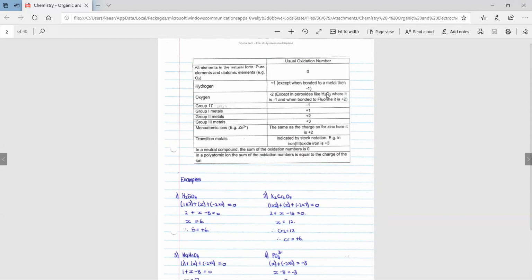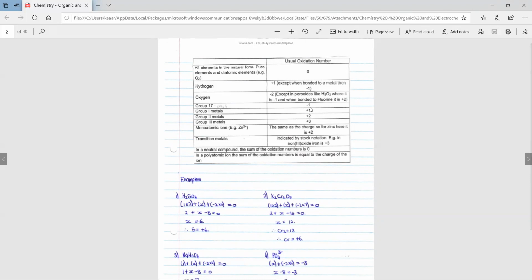When oxygen is in H2O2 or any other peroxides, it'll have an oxidation number of -1. And when it's bonded to fluorine, it'll have +2. But most of the time, and in general cases, it will have -2 as its oxidation number. Then we move on to group 17.